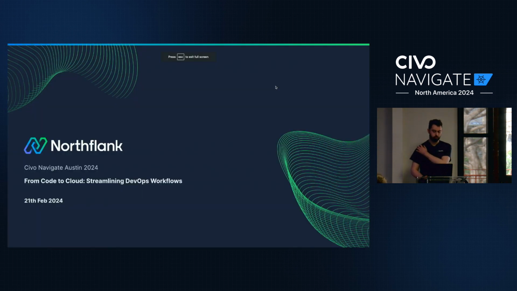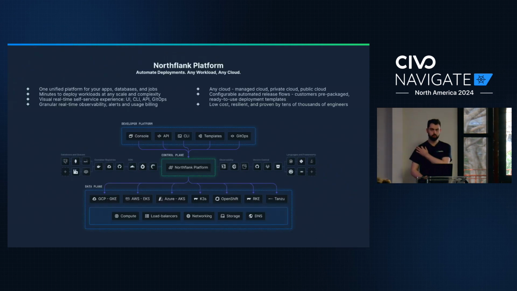From code to cloud, streamline DevOps workflows. A short introduction on what we're building at Northflank. We're building a self-service developer platform that can enable engineering teams and platform engineering teams alike to deliver their microservices and databases to Kubernetes, either through a UI, CLI, API, or GitOps workflows. We support any cloud provider that can deploy to Kubernetes. In this particular workshop, we'll be deploying to Civo's Kubernetes platform.